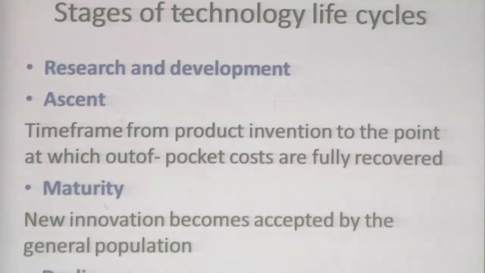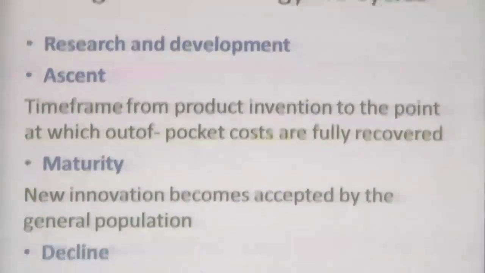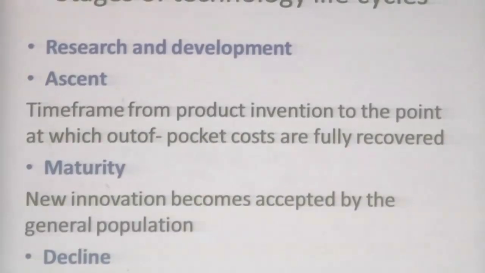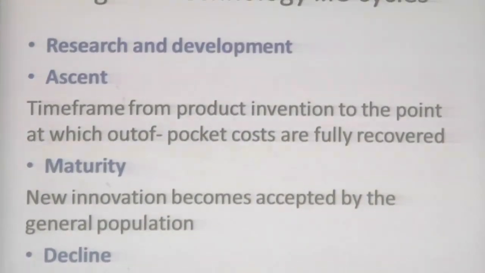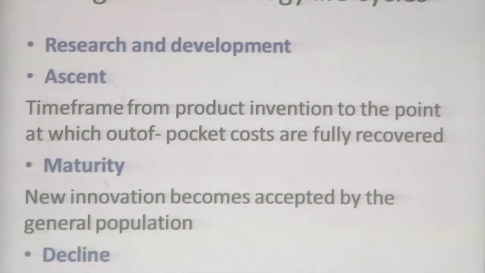There is a time frame from product invention to the point at which out-of-pocket costs are fully recovered. Normally, once the IT is implemented, the expenses will be recovered within a time frame, let us say within 5 years. Then maturity: the new innovation becomes accepted by the general population. The new innovation implemented by the company becomes accepted. With the new technology you can develop new products that will be put into the market, then at the maturity level that will be accepted, and it can also decline.